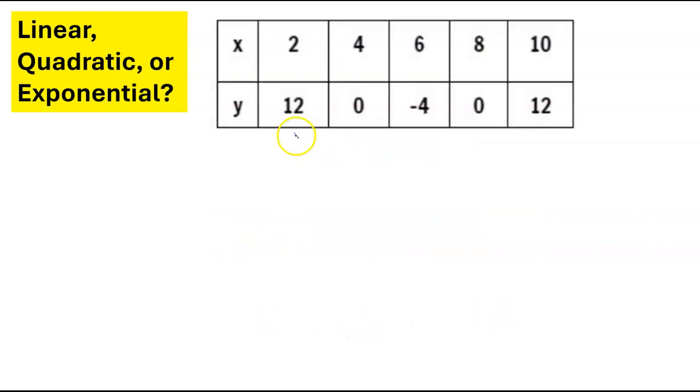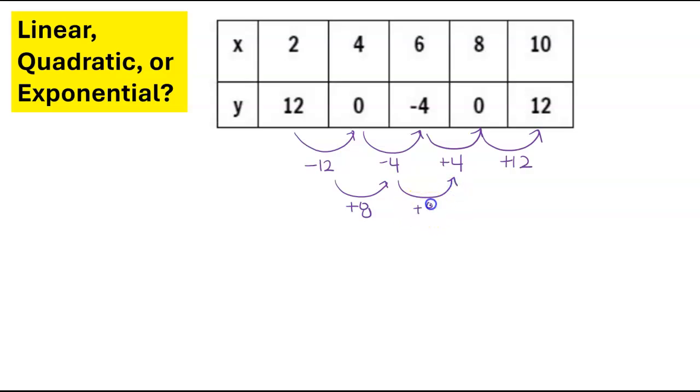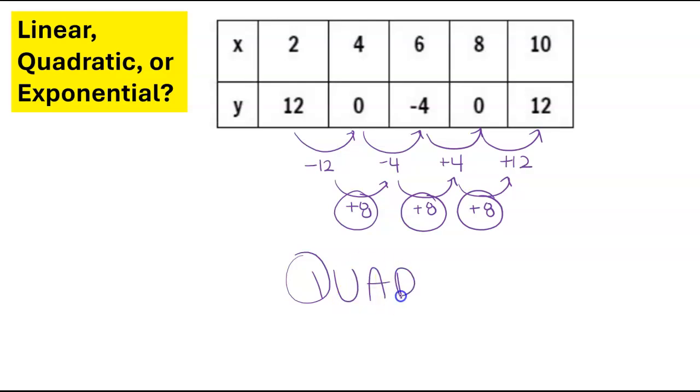Next one. If I look at my adding and subtracting patterns, I'm minusing 12 to go from 12 to 0, minusing 4, then I'm adding 4, and then I'm adding 12. So this doesn't seem like anything as of right now, but let's look at that second layer just to be sure. To go from negative 12 to negative 4, I have to add 8. From negative 4 to positive 4, I add 8. And positive 4 to positive 12, I add 8. Because the second differences are the same, we would call this quadratic.